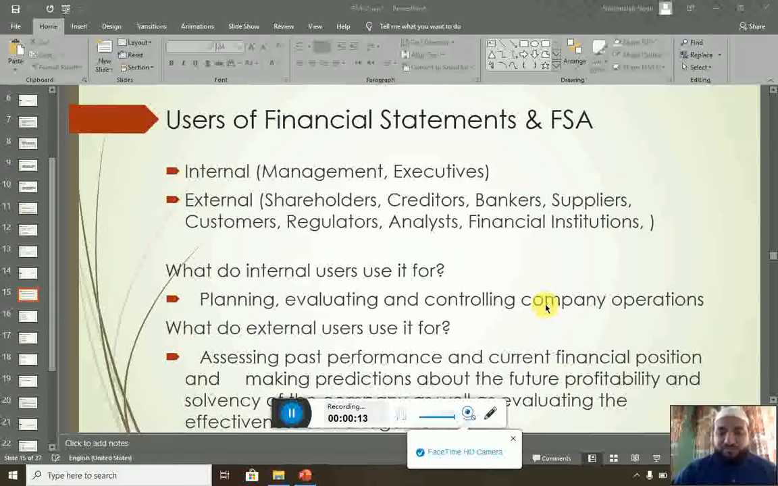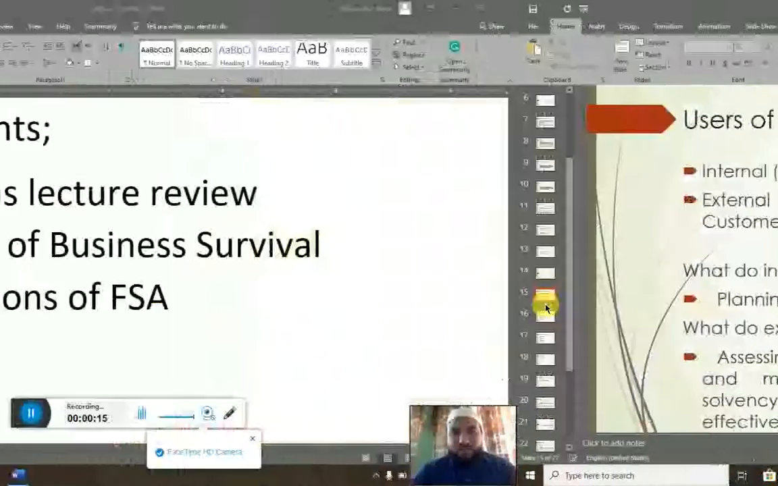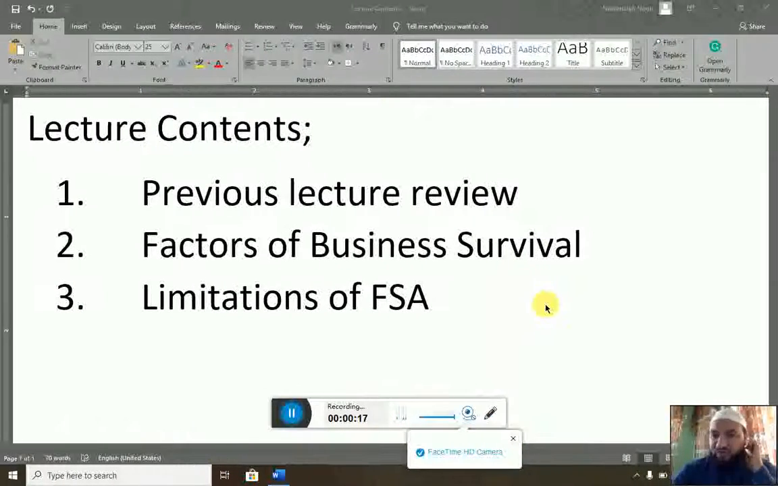Welcome again to our third lecture of financial statements analysis. In today's lecture, we'll have discussion on factors of business survival and the limitations of financial statements analysis. But before these two discussions, we'll have a short and quick review of our previous lecture, inshallah. So let's begin.